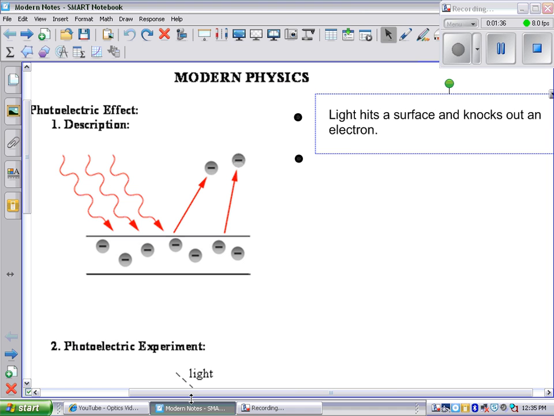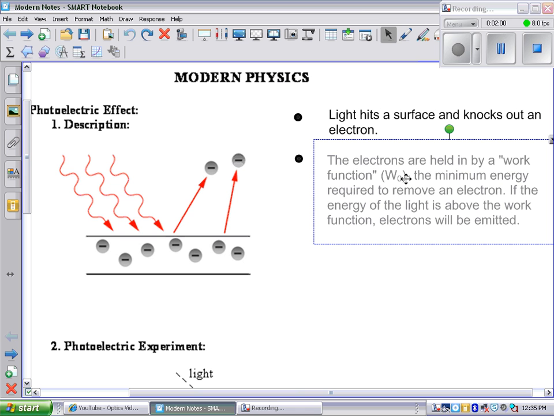Now, any light won't knock electrons off of any surface. It doesn't happen all the time. It only happens, say, for solar cells. It doesn't work with most metals. So there is a minimum amount of energy you need to overcome to release the electrons. The electrons are bound in the solid with a certain amount of energy. And they call that energy the work function. So electrons are held in by a work function.